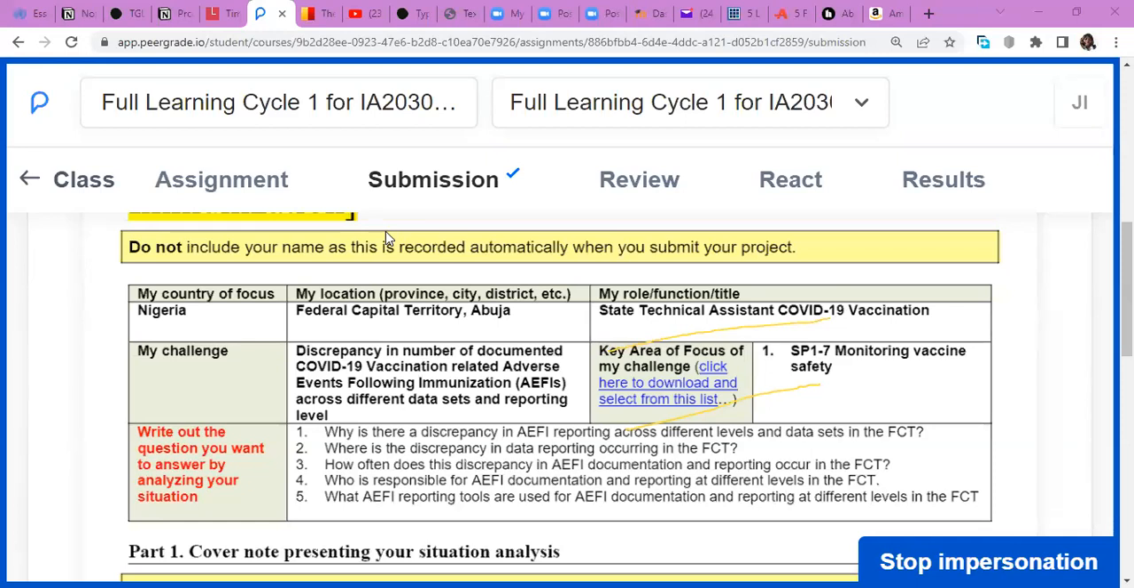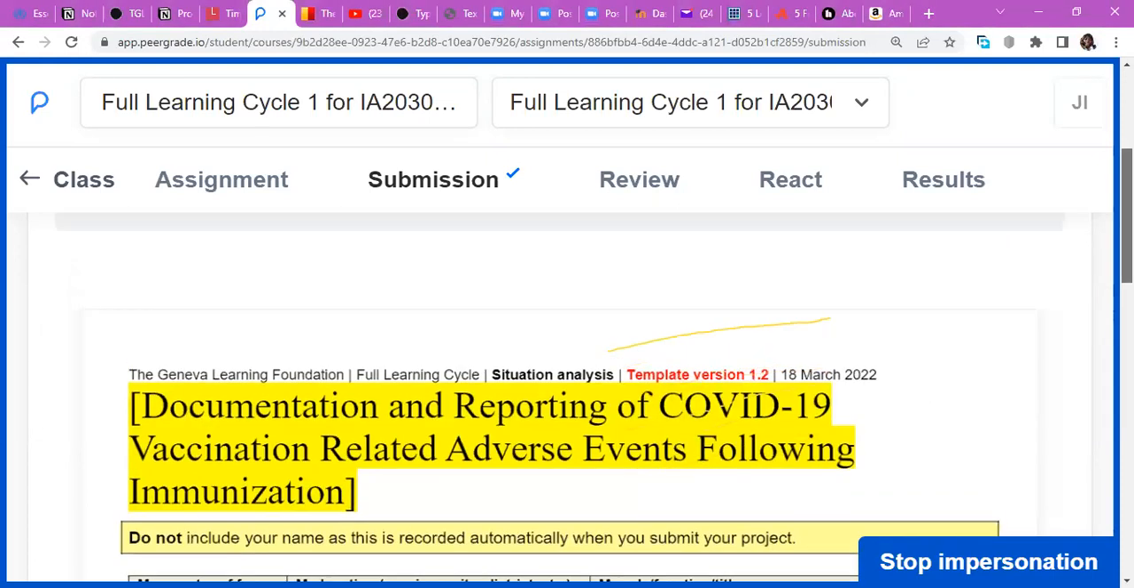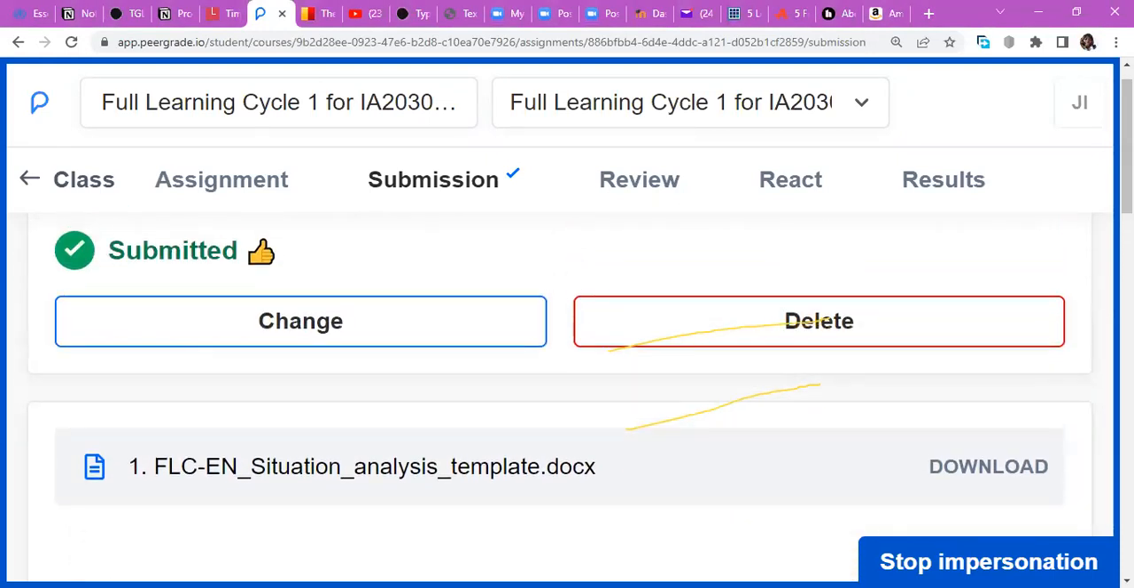Exactly, François. And thank you so much. And Joshua, just to let you know that as long as the deadline has not yet been reached, you can still go back and change. So you can still revise your situation analysis and resubmit it. So I hope you know how to do that.